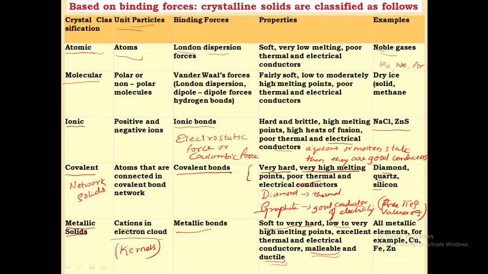One is excellent thermal and electrical conductors, and another one is malleable and ductile. Malleable means they can be beaten and converted into thin sheets, and ductile means they can be drawn into wires. Examples are all metallic elements such as copper, iron, zinc, etc. All the metallic elements are examples for metallic solids. So these are the different types of crystalline solids. Remember their characteristics and examples as well as the binding forces which are present between the constituent particles.